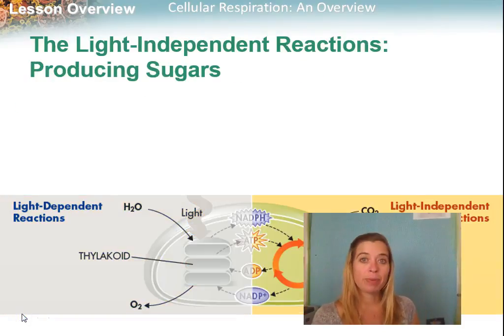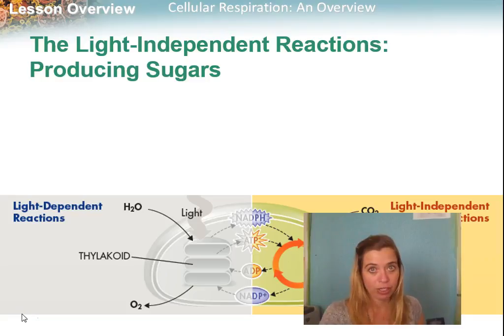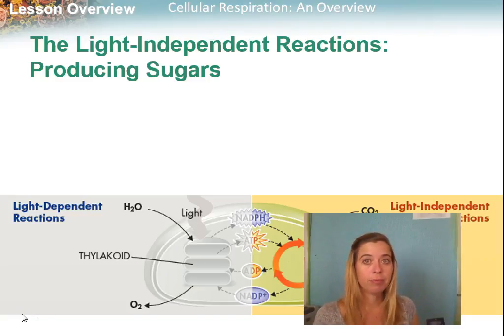In the light-independent reactions, sugars are produced using the high energy molecules that are made during the light-dependent reactions. So the thylakoid captures the sunlight and turns it into ATP and NADPH.